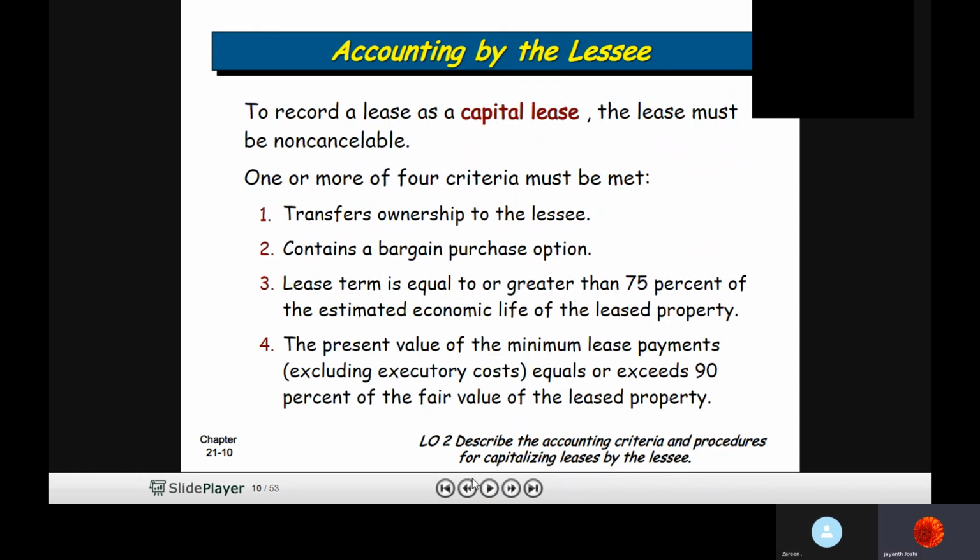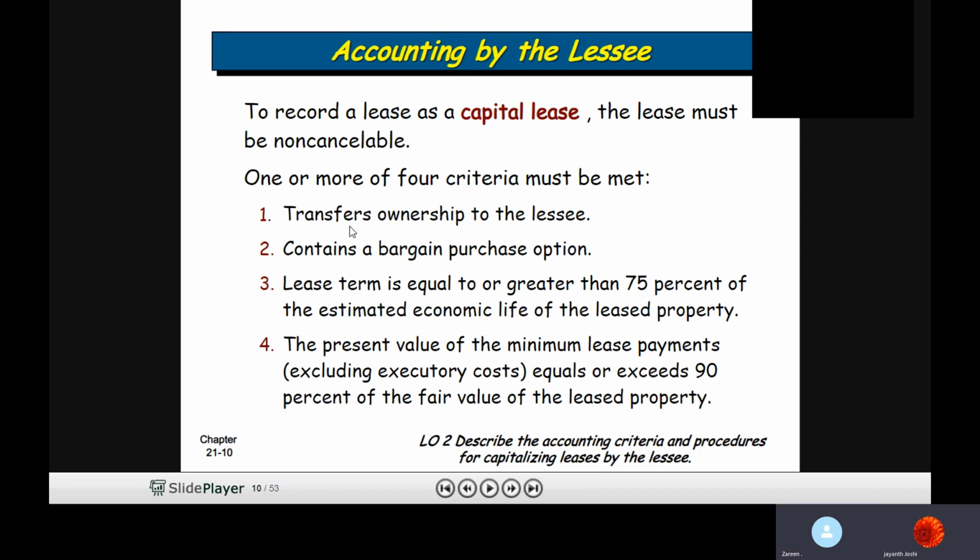Okay. Now, the next, see in US GAAP, these guys have given a specific criteria. If that criteria is met, then the lease would be called a capital lease or a finance lease. So to record a lease as a capital lease, the lease must be non-cancelable, first point, and one or more of four criteria must be met. Any one or more than one.